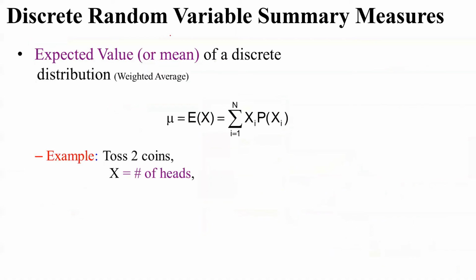Okay. All right, now moving on, expected value. The expected value, or we call it a mu value or mean value of the discrete distribution. In other words, it's also called a weighted average. So the formula for the weighted average represents the mu. This is a mean value, or mu, equal to E(X).